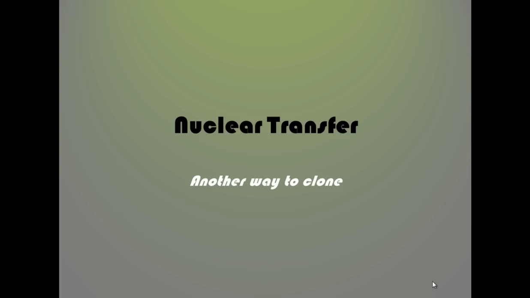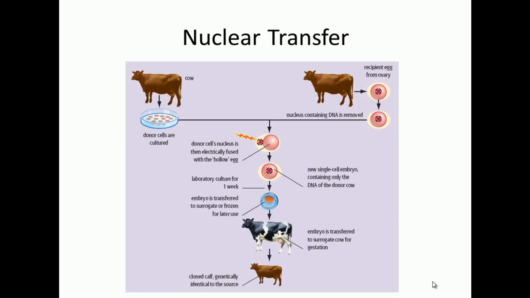Another way to clone is through whole organism cloning, and this process is called nuclear transfer. So this is the process here. We're going to look at a cow for this particular process, but the most successful experiment that was done was Dolly the sheep, and obviously Dolly was cloned, and we had a full clone of a sheep.